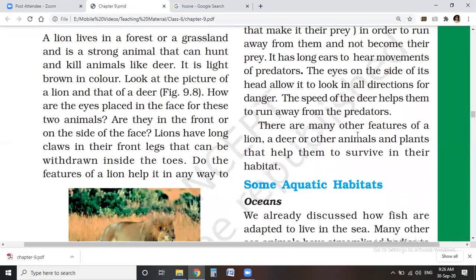There are many other features that the lion, deer, and other animals and plants have to help them survive in different habitats.